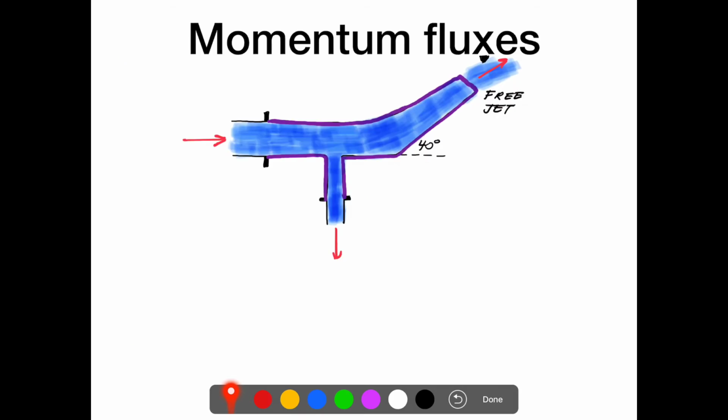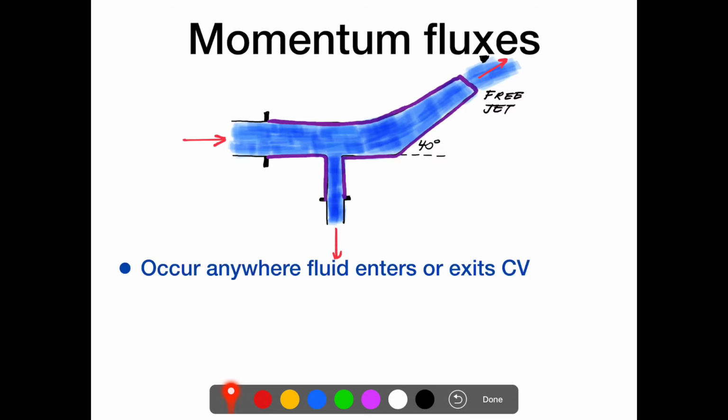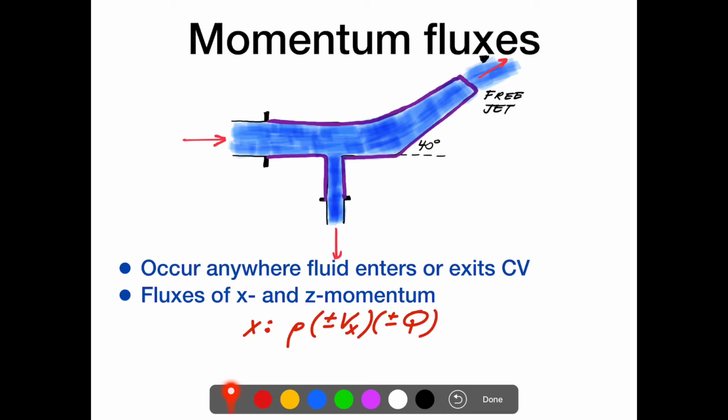All right, so those were the forces, and now we're going to deal with the so-called momentum fluxes. Anywhere you have fluid entering or exiting the control volume, you will have to deal with these fluxes. Those are called control sections. They are fluxes of not only x momentum, but z momentum. So it's actually a vector, so the same way we did the forces in the x and z, you have to do the fluxes in the x and z as well.